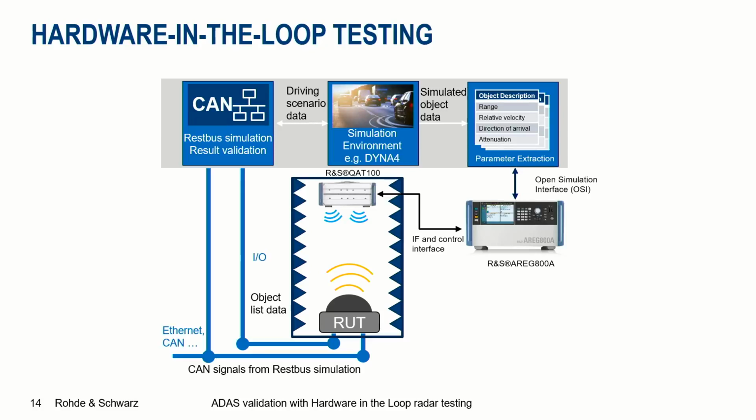And as soon as the radar sensor under test then detects the scenario, we close the loop. So we feed back the object list data that is outputted from the radar sensor under test to the ResBus simulation software, which can be Canoe, for example, or the result validation software, and therefore then have the whole loop closed. But what is the most important step in that case?